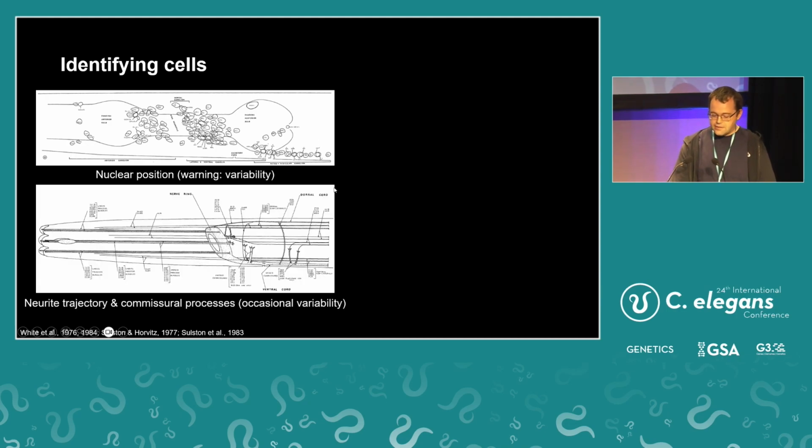So in addition to that, we can look at the neurite trajectory, whether a neurite goes out anteriorly or posteriorly, whether it goes through a commissure. For example, this commissure always contains the same 4 neurons. But there is also occasional variability, and especially in mutants as well, which can do some weird things.